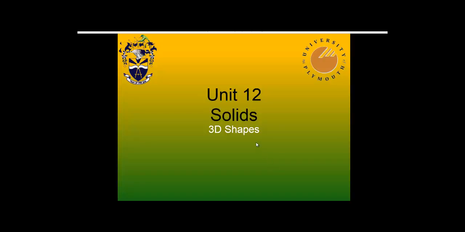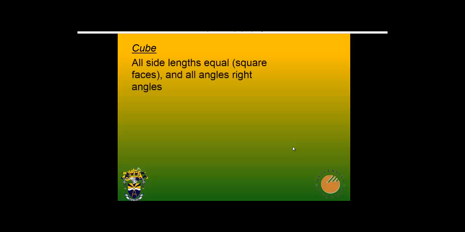Solids or 3D shapes. There are a few that we need to know. The cube. When you're thinking about a cube, think about a dice. All the side lengths are equal, all the faces are square, and all the angles are right angles. We can see a drawing of a cube just here.